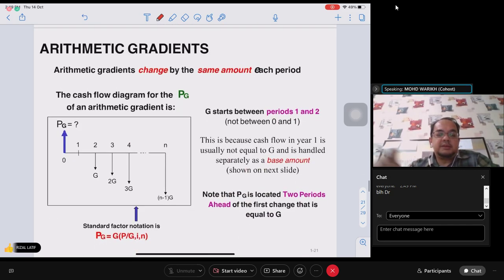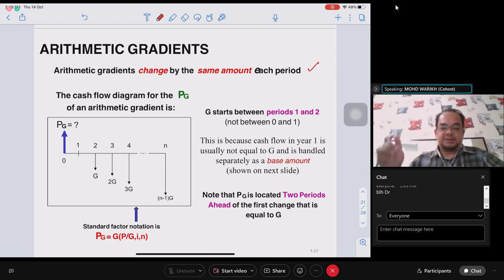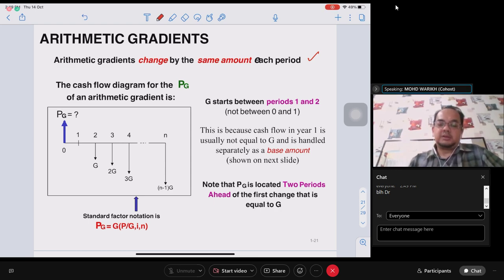So next is about the arithmetic gradients. So the more difficult one. What is an arithmetic gradient? Arithmetic gradient changes by the same amount each period. The cash flow diagram for the PG of the arithmetic gradient is this one. This means that G, the gradient, starts between period 1 and 2, not between 0 and 1.